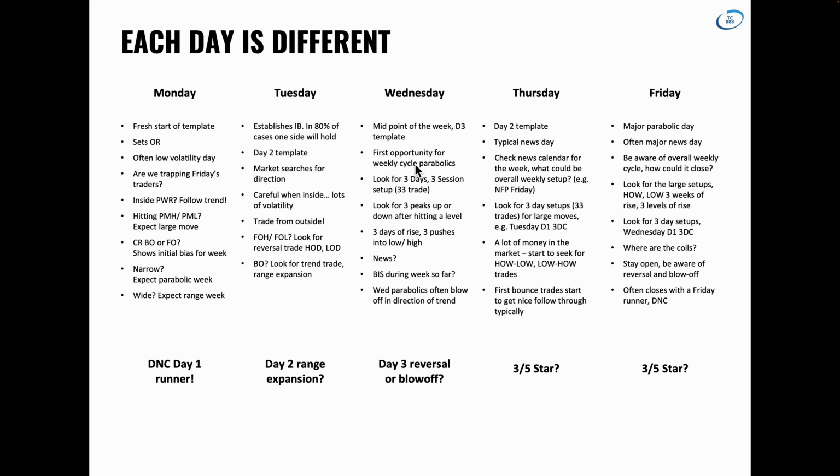Naturally, that's the first opportunity for weekly cycle parabolics. Look for 3 days, 3 sessions setups, the 3-3 trade. That's the first opportunity coming from Friday. So Monday breaking out, Tuesday breaking out, Wednesday breaking out, reversal. So that's your first opportunity. Look for 3 peaks up after hitting a level, potentially 3 days of rise, 3 pushes into a level, maybe for a long or short squeeze.